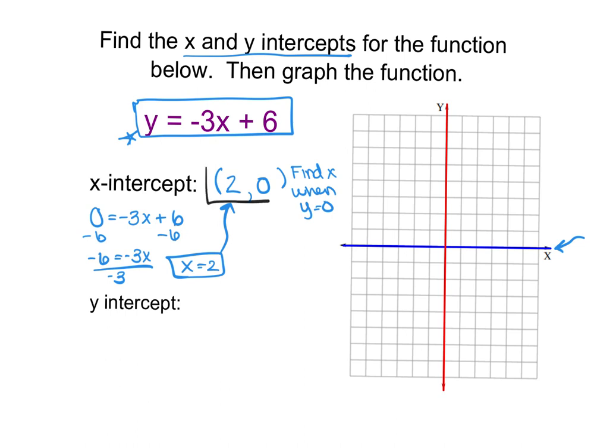So I now have my x-intercept where I crossed the x-axis, and I can plot it on my graph. So I have x is 2, y is 0.